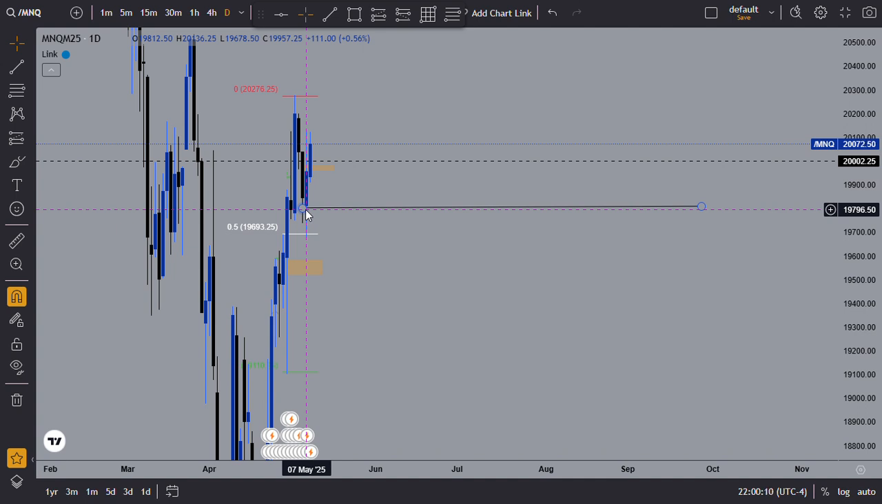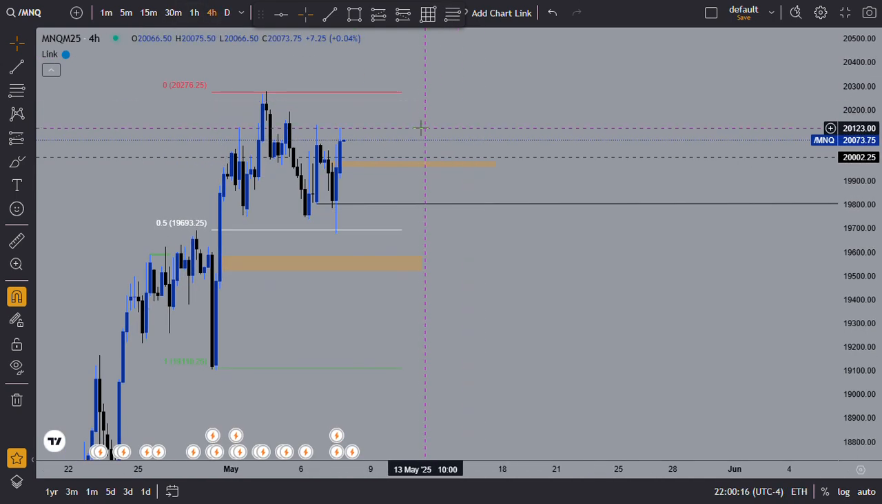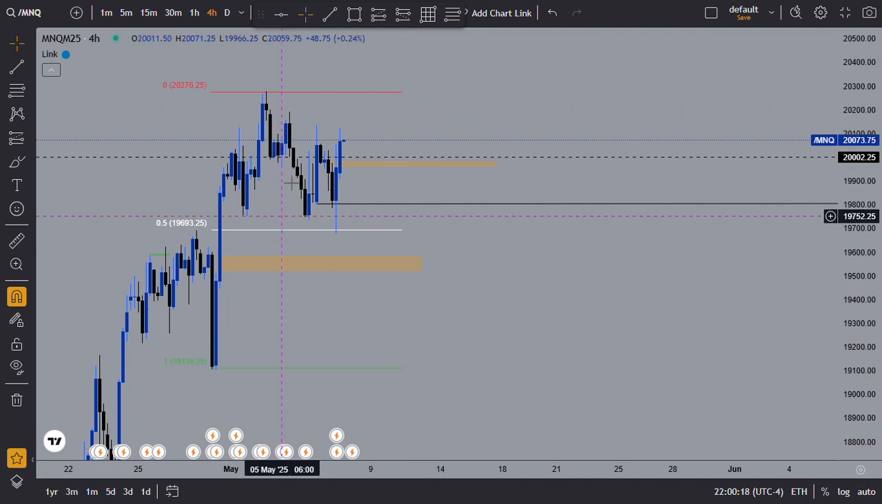I'll explain the trade I took. So first of all, I just want to point that out. Then I scaled down. The trades I scaled down to the 4 hour. So just a quick premium array, premium discount, just basic stuff.